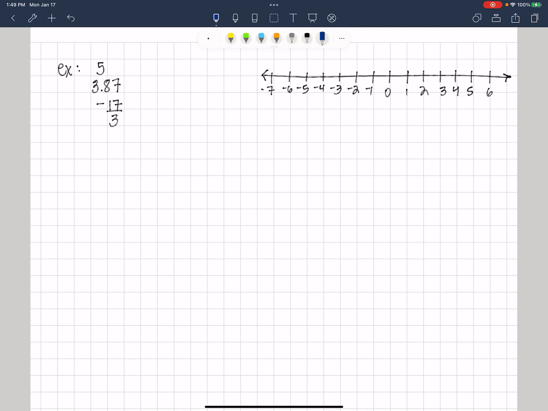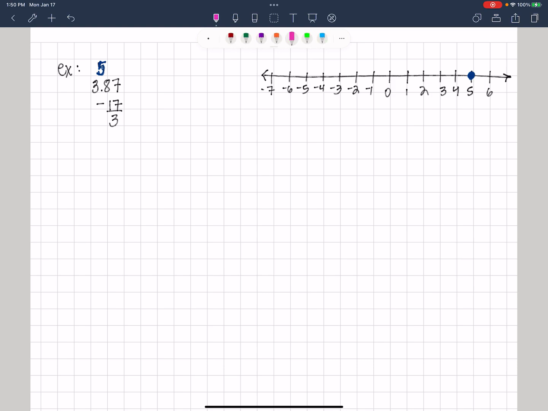5, we'll color code this. We'll put 5 in blue. 5 is simply an integer, and that's exactly where 5 is, and that is called plotting 5 on a number line. Put a little dot at 5.